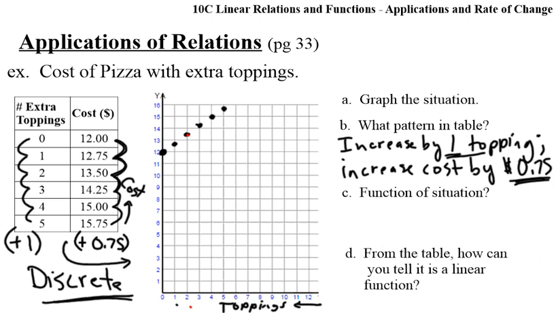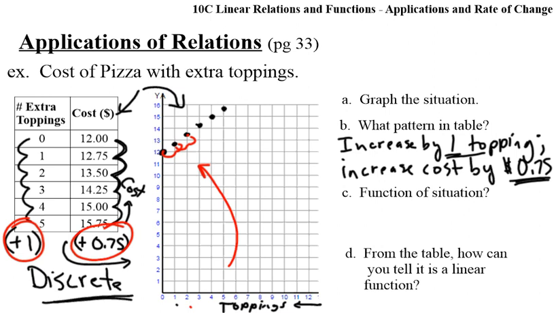And we can see that that relation happens on the graph as well. If I start with my first point and I add 1 topping, well, I've gone up 75 cents. And if I add a second topping, I've gone up by 75 cents. So the pattern that we see on the table of values has to be the same pattern that we see on our graph. That's important. Because it's a relation, the pattern on the table of values should match the pattern on the graph, because these are just 2 different ways of showing the same thing.